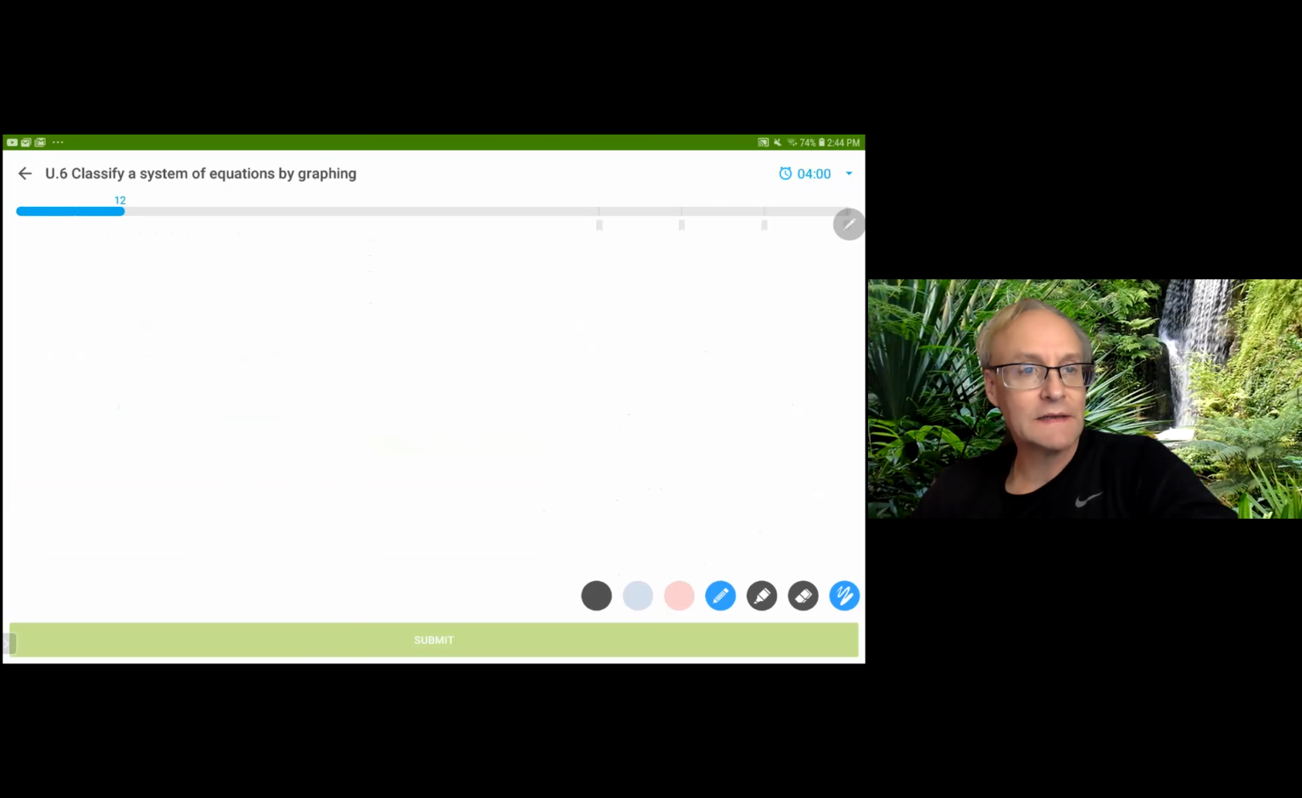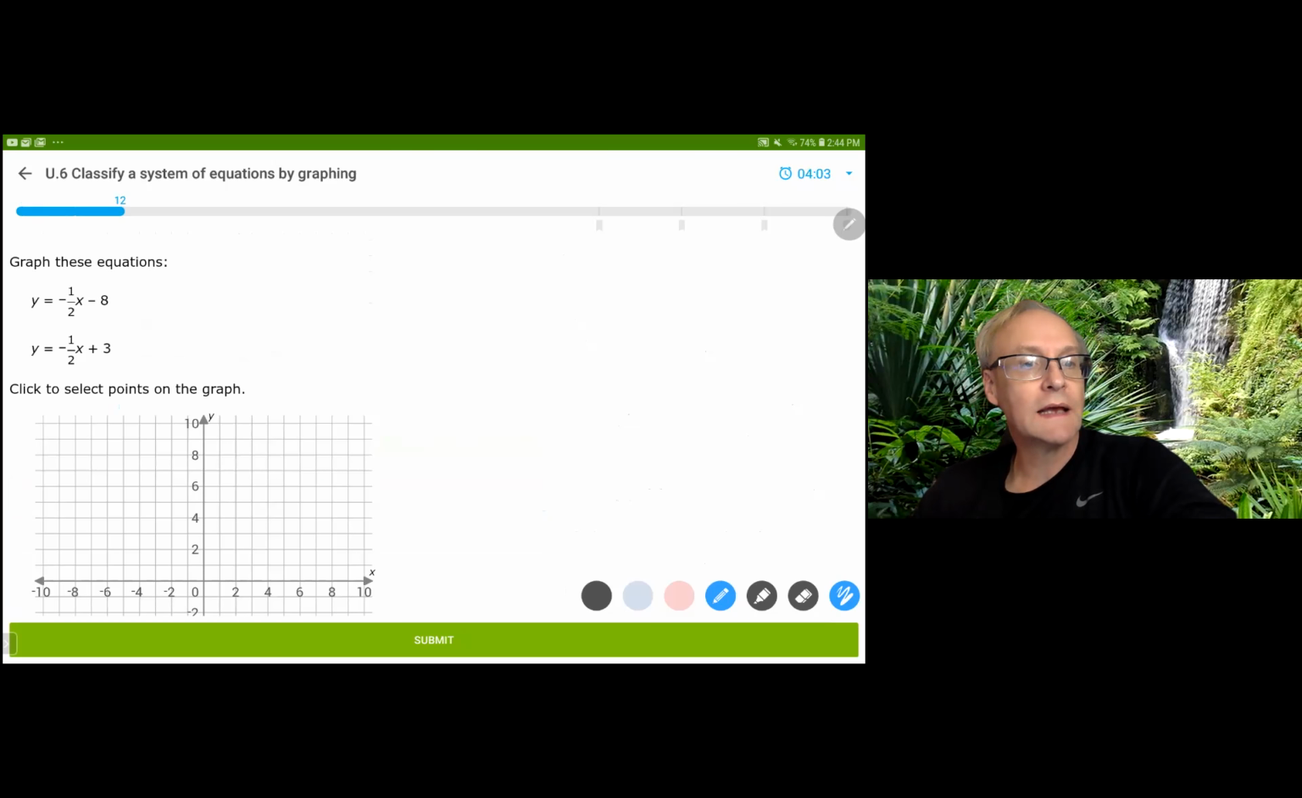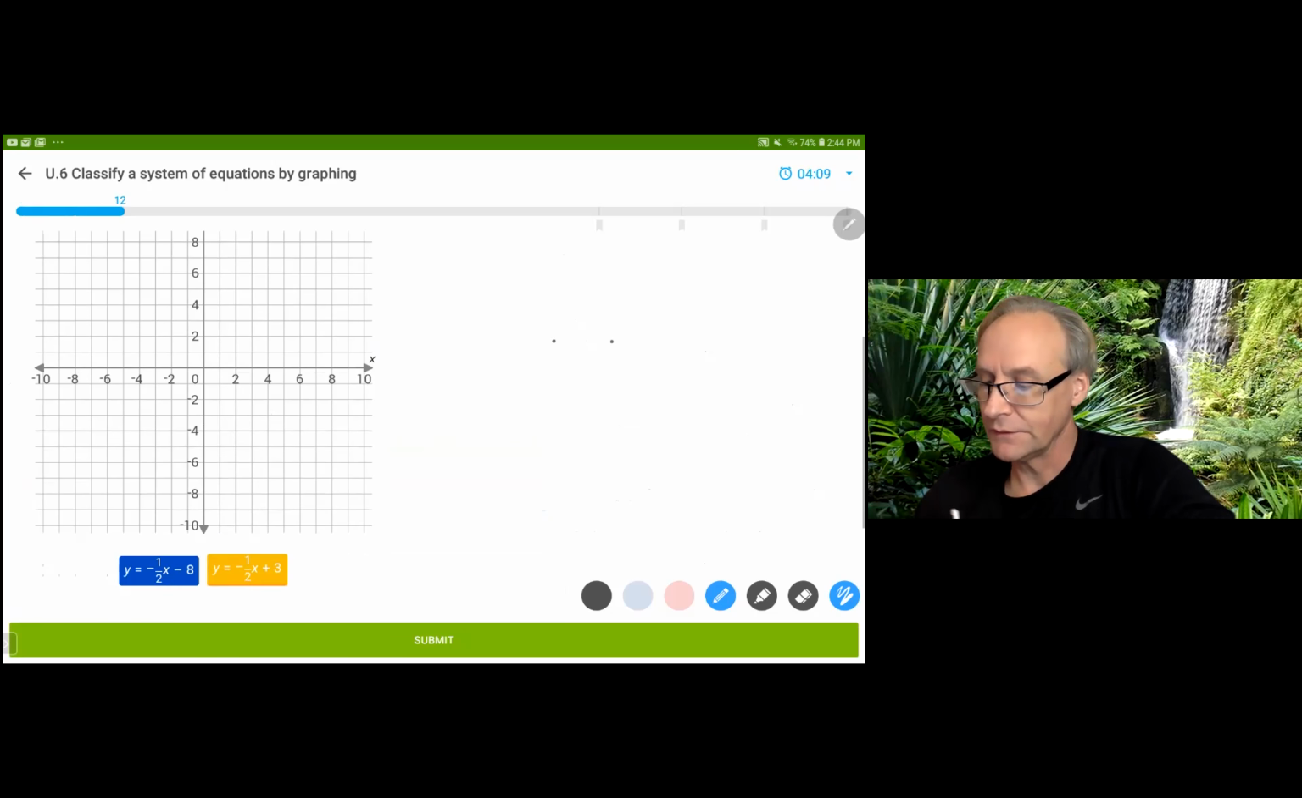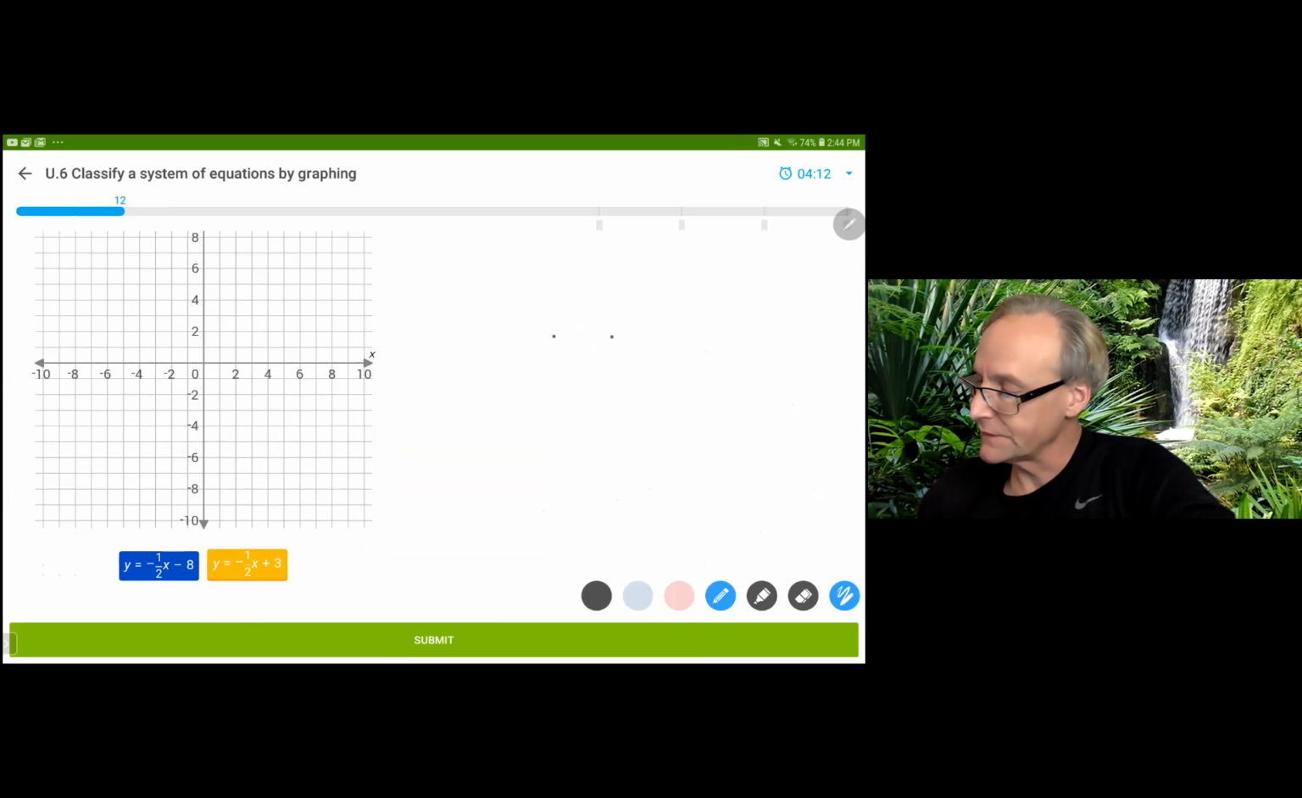Little vocabulary, that's all. This one has the same slope with different intercepts. So this means they are inconsistent. So they have no solution. Now I'm going to graph them a little quicker this time. Let me get rid of this real quick. We're going to do the blue one first.